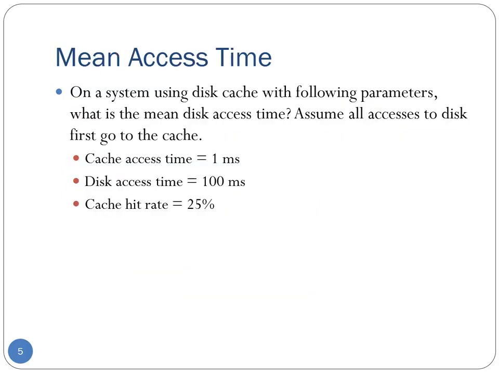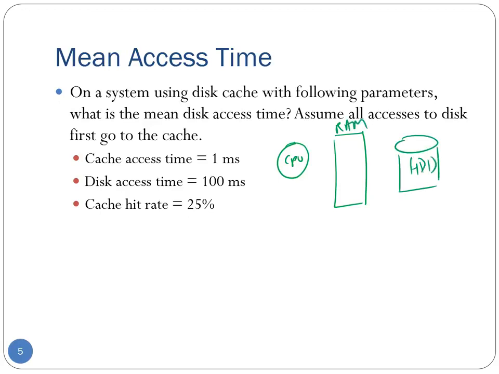This question is about computing mean access time for the hard disk, assuming there is a disk cache. Recall, in the class we discussed that sometimes a portion of the main memory, let's say this is our RAM, is reserved, and let's say this is our hard disk. A portion of this RAM is reserved as a cache to the hard disk. For example, let's say this bottom portion of the RAM is reserved as a cache for the hard disk. The way this works is, the recently accessed blocks from the hard disk would be saved here.